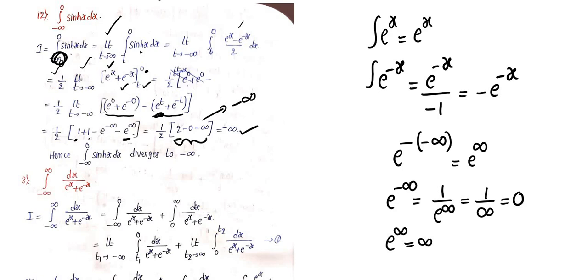That means the given integration diverges to minus infinity. Why it diverges: because here I am not getting a finite and unique value.